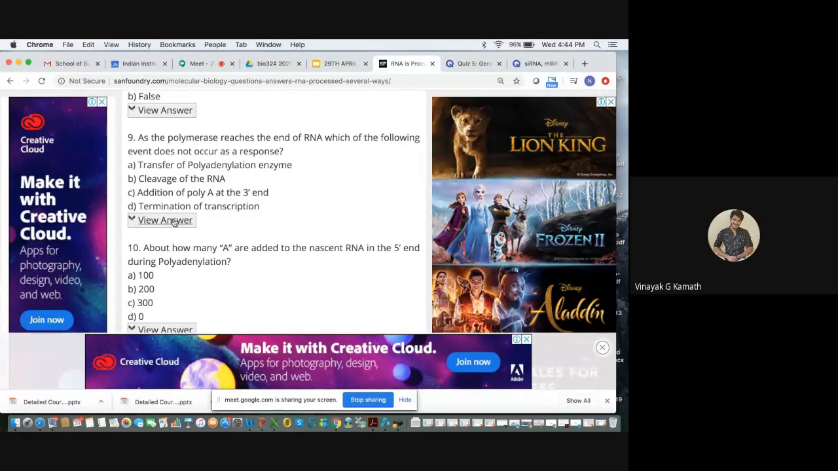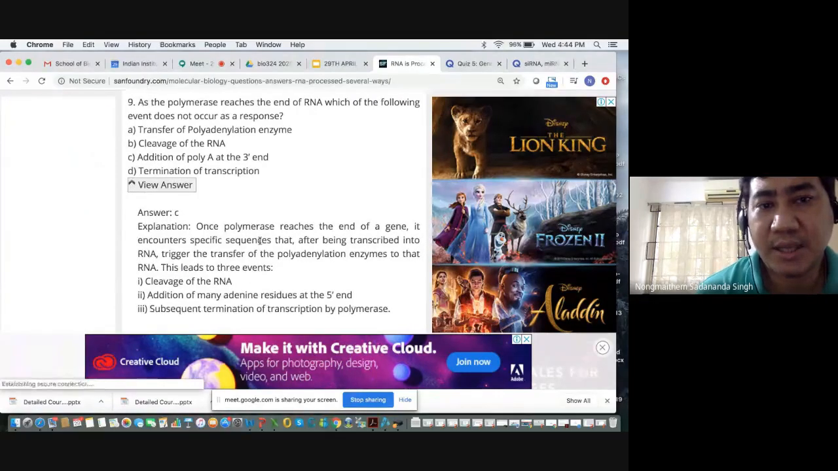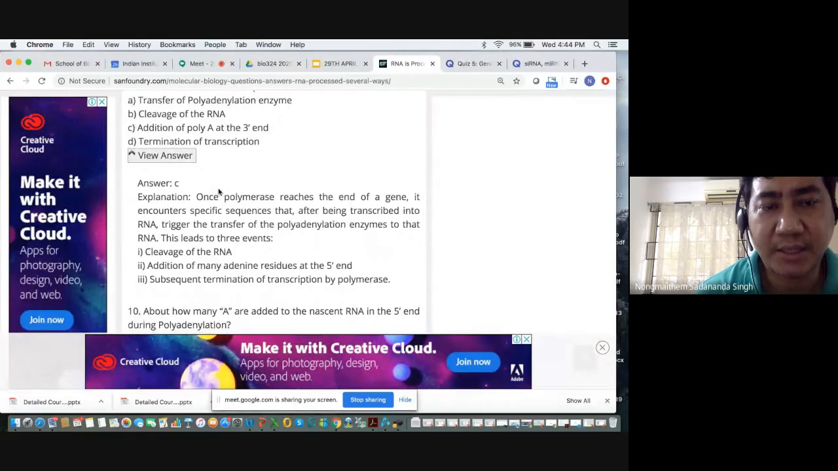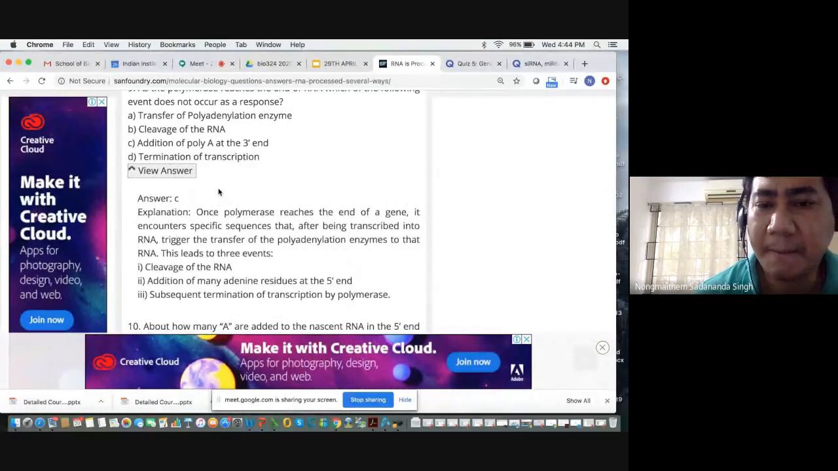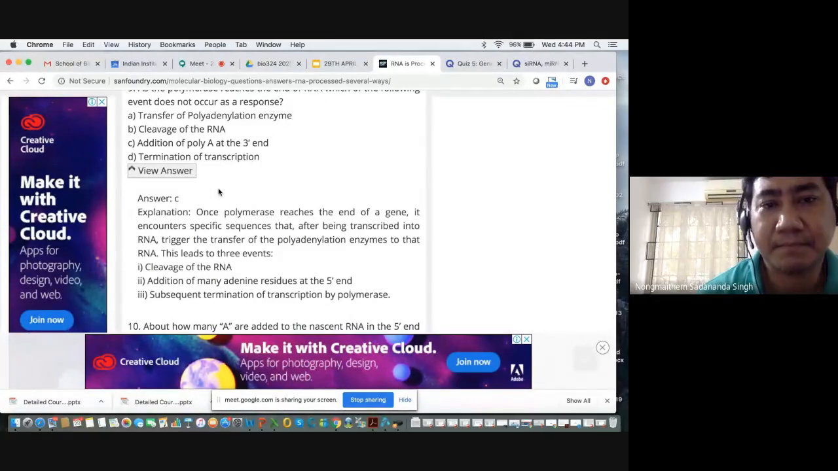Yeah, true. C is the addition of poly A. Correct. Is that your answer? Yes, that's what he said. It can't add it if the RNA has not detached yet.